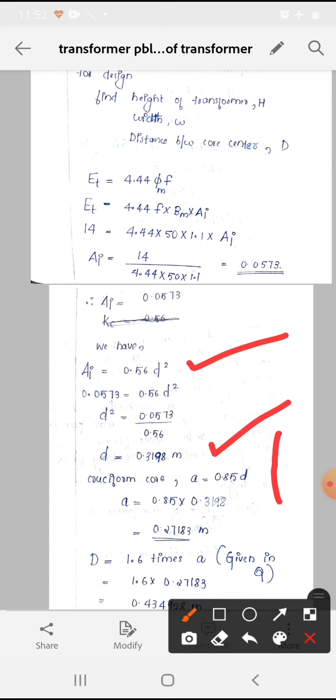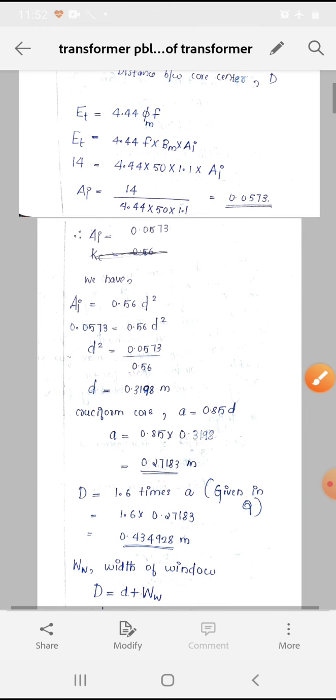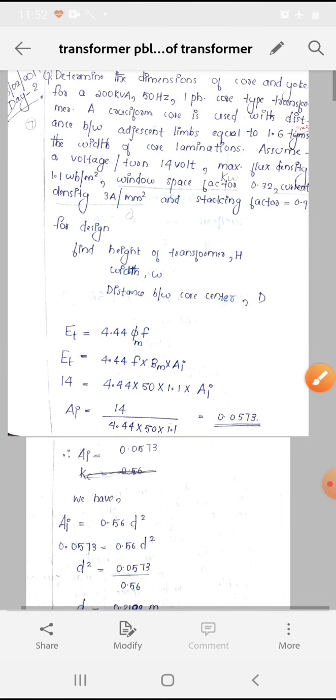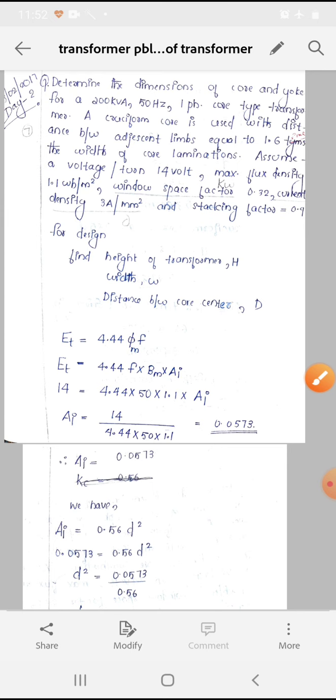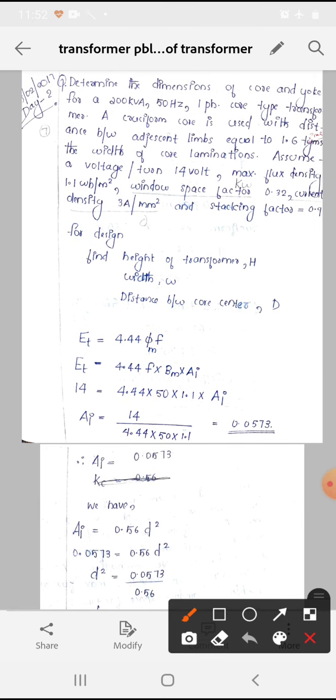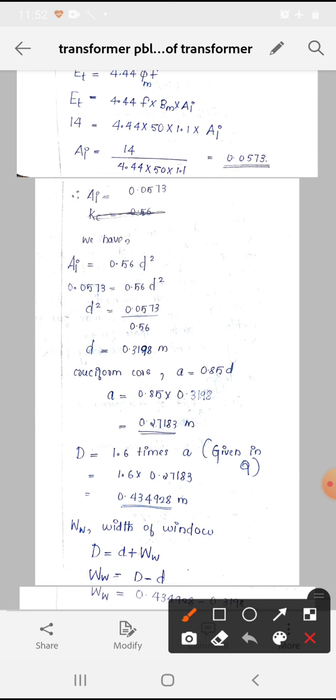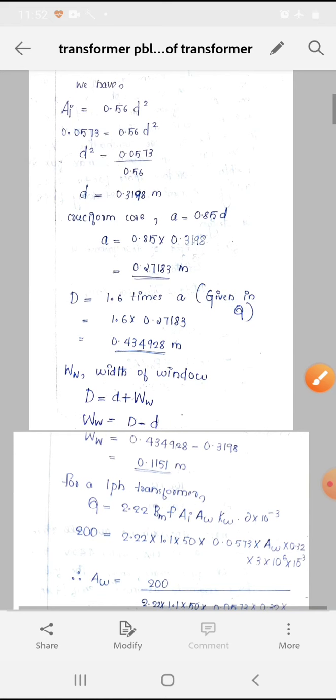Okay. And small a is equal to 0.85 d. So we will get the value of a. In the question it is given that the distance between adjacent limbs is equal to 1.6 times the width of core laminations. Therefore, capital D is given as 1.6 times small a. So substituting the value of a, we will get the value of capital D.